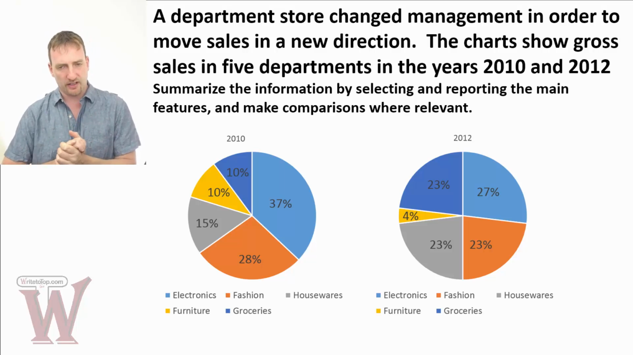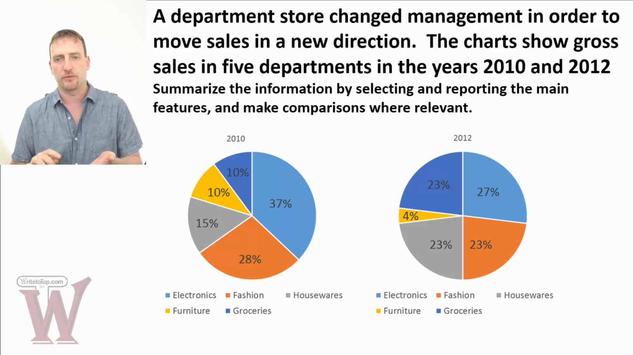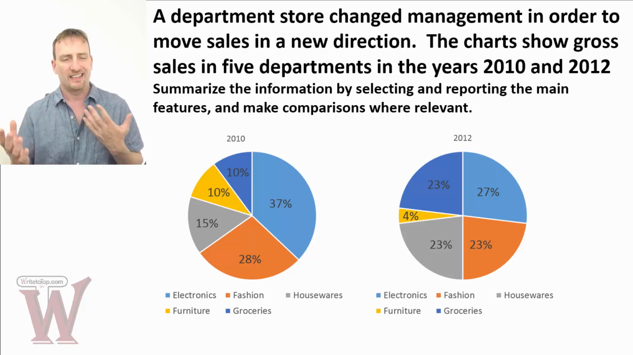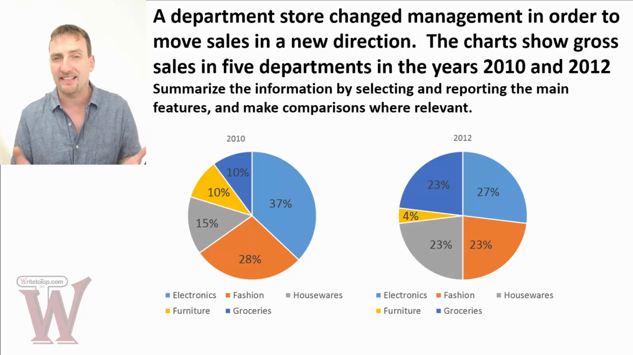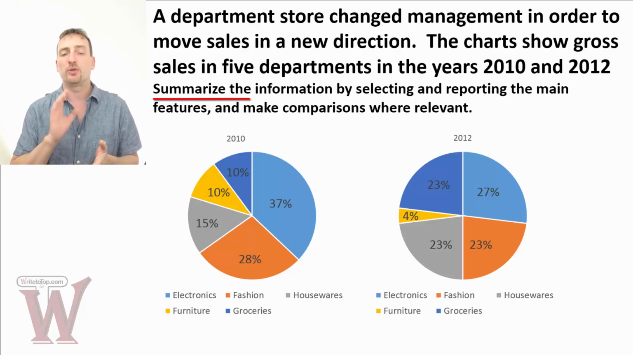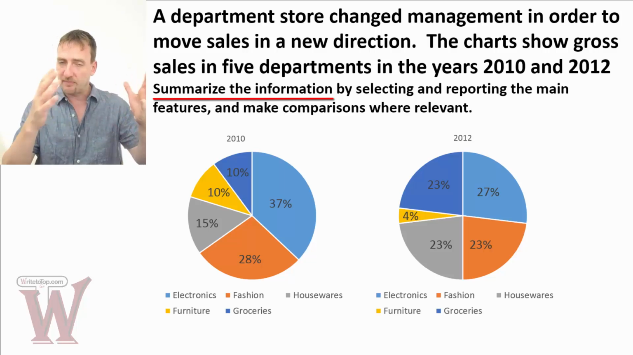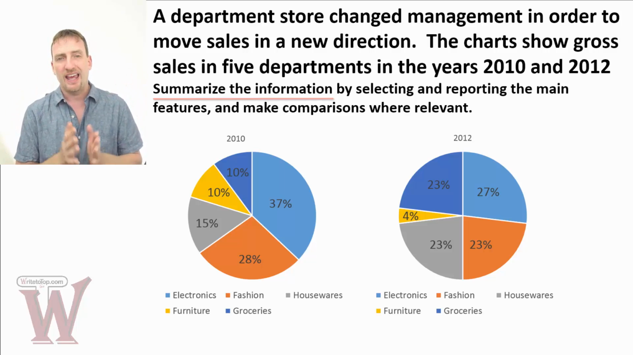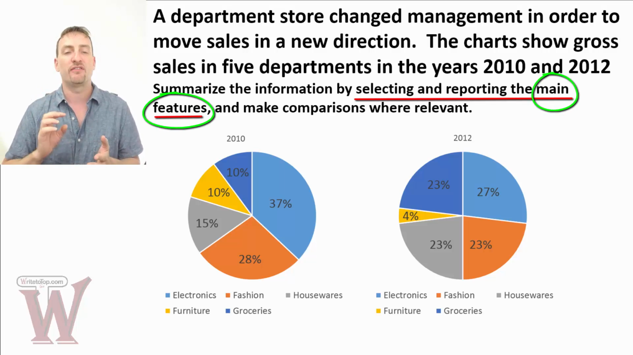So first things first. A lot of people are going to start writing. They're going to say, okay, in 2010, these are the numbers. In 2012, these were the numbers. That's not what they're looking for, because that's not really actually doing what the task is asking for. They're asking you to summarize the information, basically not give all of it. Give me a summary of what's going on. And how are you going to do that? By selecting and reporting the main features.